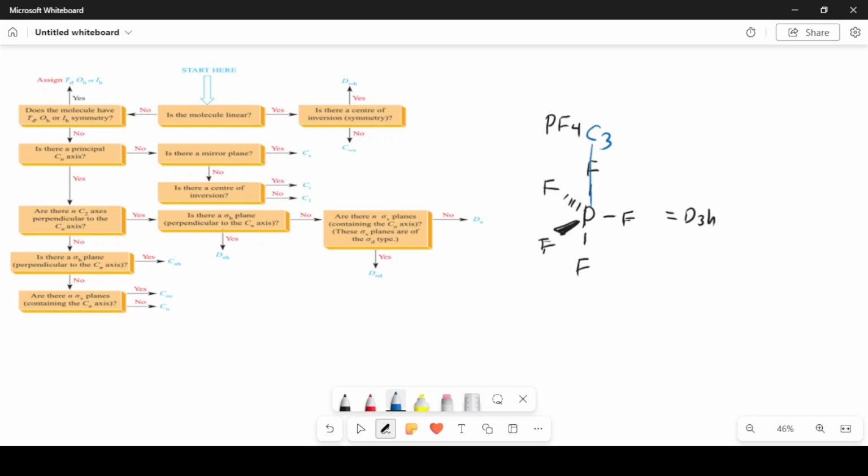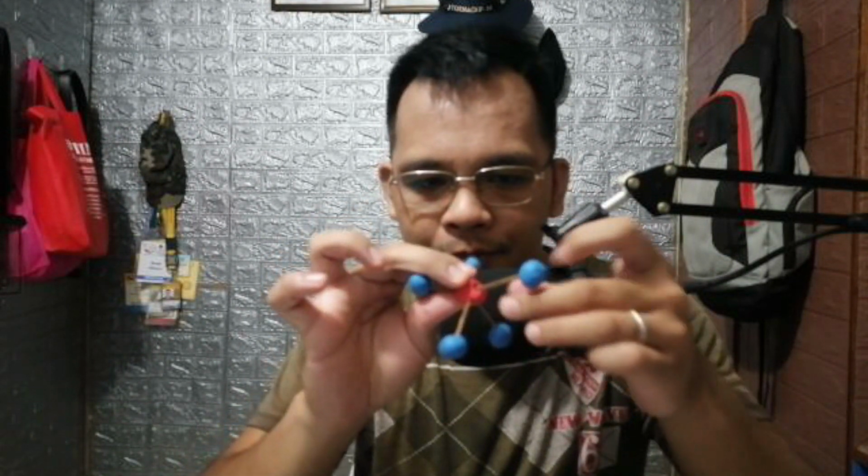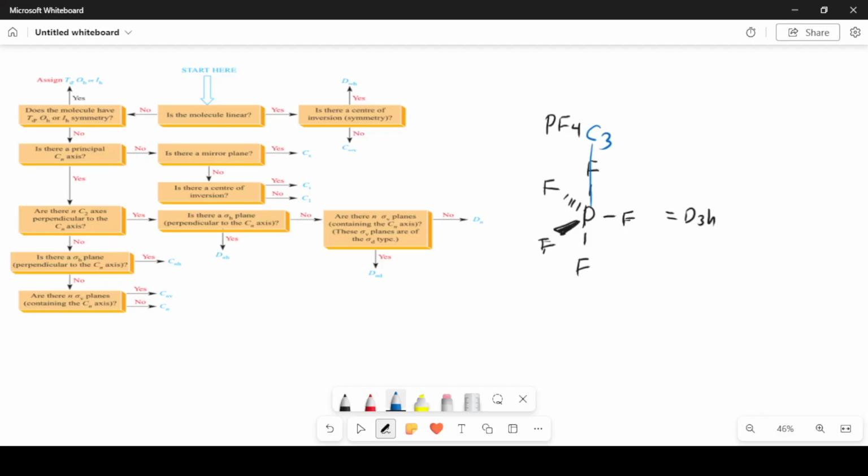So, nasan yun? So, top view yun, right? Ito yung top. Ito yung side view nun. Pag tinop view mo siya, ganito ang itsura niya. Ayan. It's 120 degrees. So, isusulat ko sa whiteboard. Ayan. Ang top view nito ay ganito. Sorry for that. Ito. And ito. Ayan. It's trigonal planar. So, 120 degrees kasi. C3.